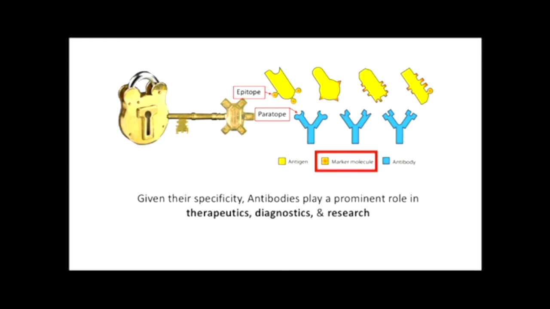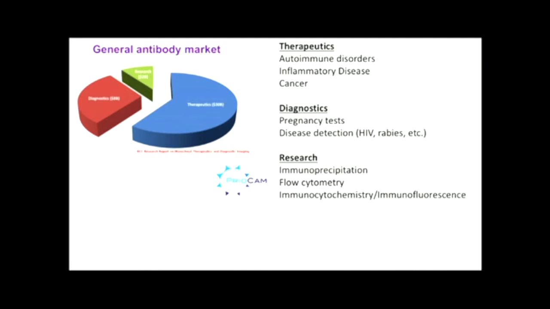And due to their specificity, we use antibodies for a lot of things. And I've already mentioned their role in therapeutics, diagnostics, and research. And so actually the market for antibodies is huge. Some of the stats, I don't know if you can see the numbers here, but the money that's coming in from antibodies is 30 billion in therapeutics, 28 billion in research, and what is that, 88 billion in diagnostics. So antibodies are kind of a hot commodity right now.